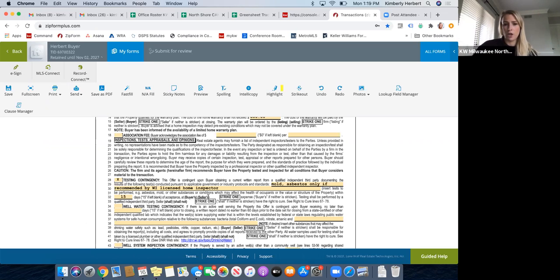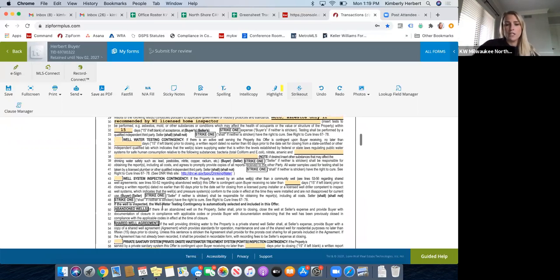And then you're acknowledging who is paying for it. With all testing and inspections, it's typically the buyer's expense, which is what the default is. And then whether or not the seller shall have the right to cure. I would keep the right to cure the same as whatever you indicate for the inspection contingency, and do the same for the testing. That would be kind of my default.